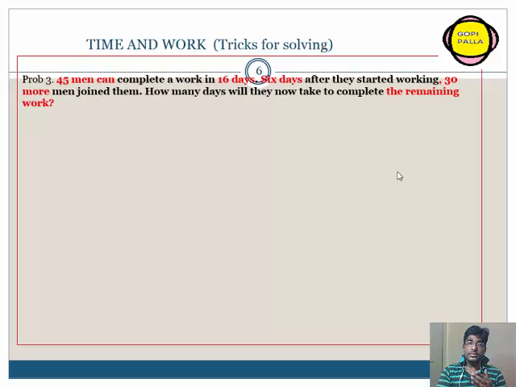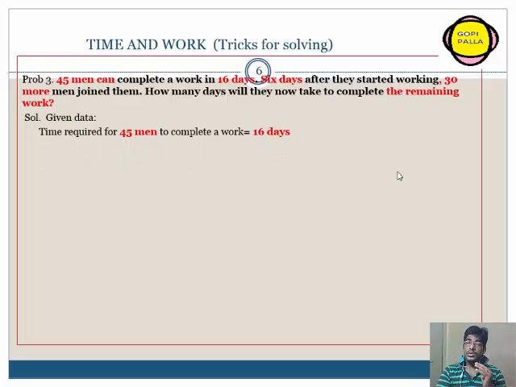Now we'll go into the third part of time and work. 45 men can complete a work in 16 days. 6 days after they start working, 30 more men join them. How many days will they now take to complete the remaining work? So that is the data given. 45 men work, and after 6 days 30 men join them, so the total becomes 75 men. With 75 men, how much time do they require to complete the remaining work? That is the question asked.